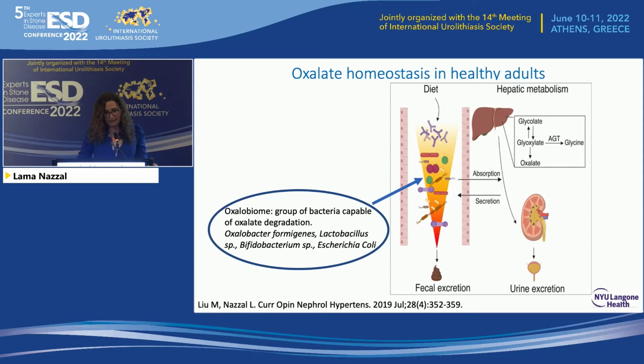So in healthy people, we get our oxalate from endogenous production. So basically, metabolism of amino acids in the liver can produce oxalate. But we also get oxalate from our diet, which is degraded by a group of bacteria. One of them is Oxalobacter formigenes that Dr. Goldfarb spoke about earlier. But there are other bacteria like Lactobacillus, Bifidobacterium, E. coli, others that are capable of degrading oxalate. And oxalate is mainly excreted in the kidneys, where high levels can cause toxicities.